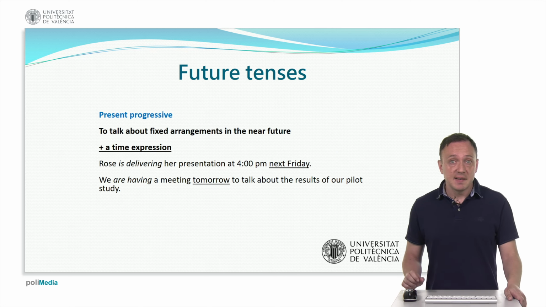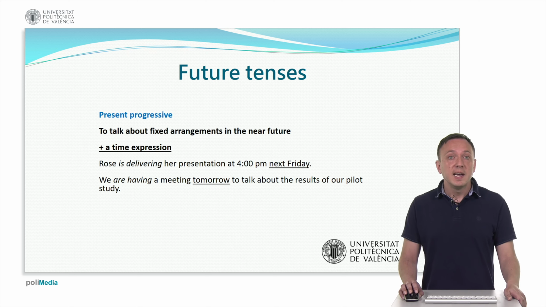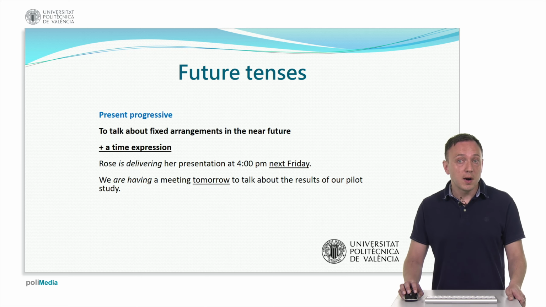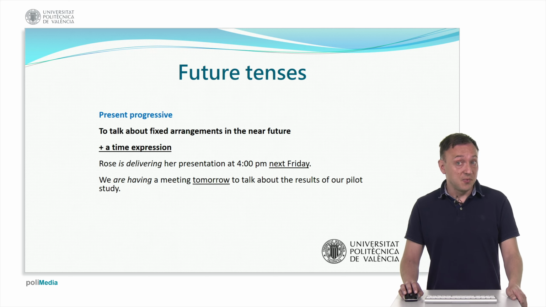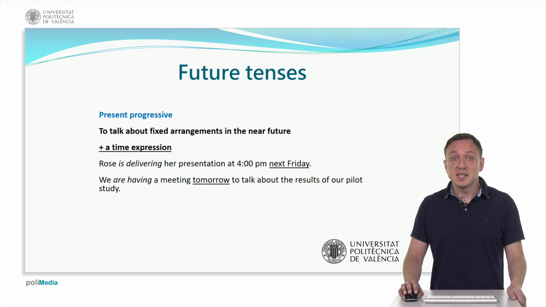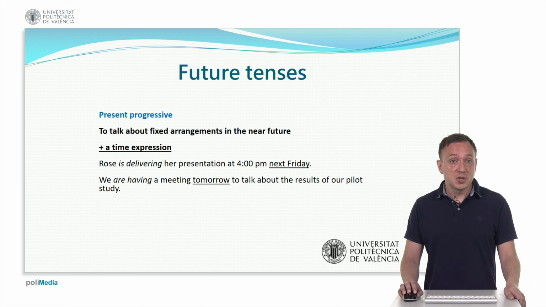The next verb tense is the present progressive. It is used to talk about fixed arrangements in the near future, that is, confirmed plans that involve other people. It is also commonly used with time expressions as shown in the example. Rose is delivering her presentation at 4 p.m. next Friday. It has officially been confirmed beforehand that Rose is presenting next Friday at 4 p.m. The schedule has probably been published and everyone attending the conference is aware of this.